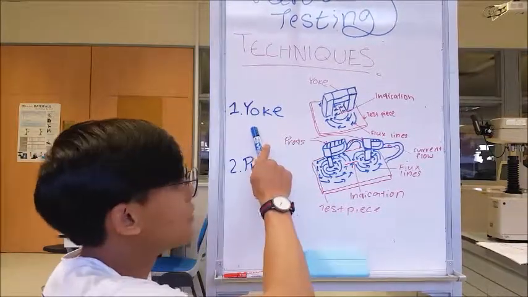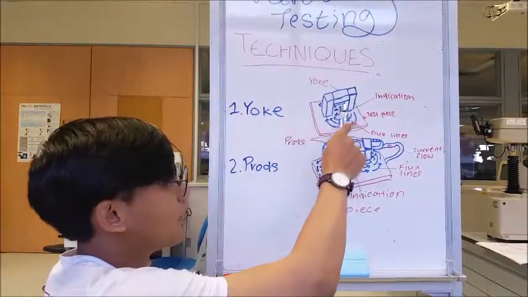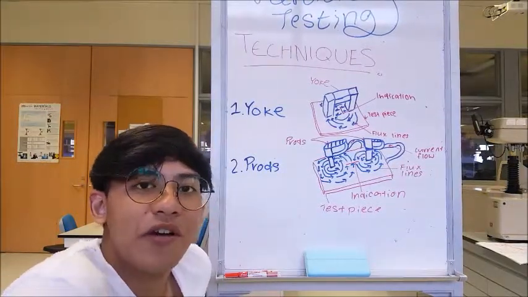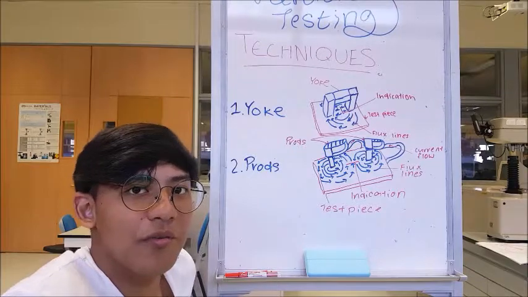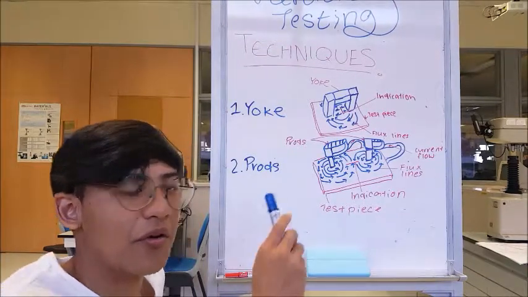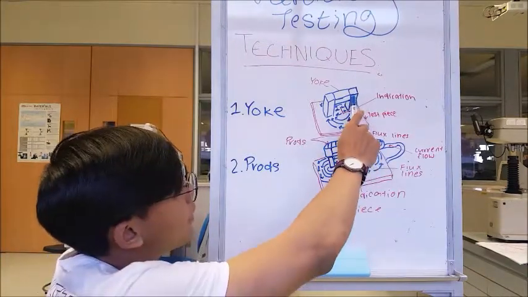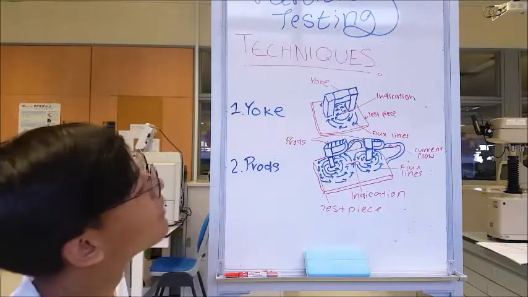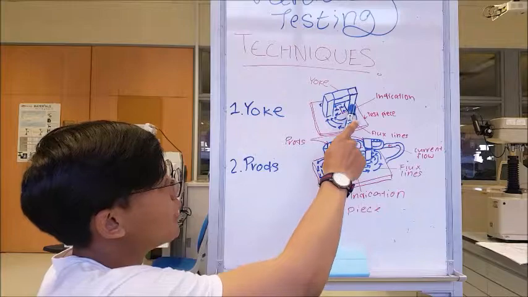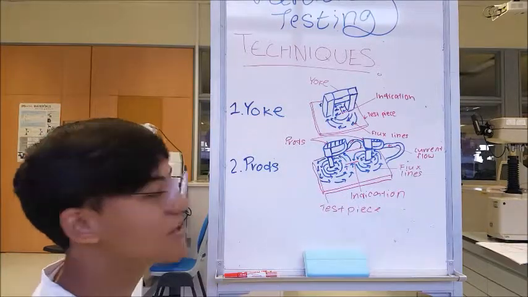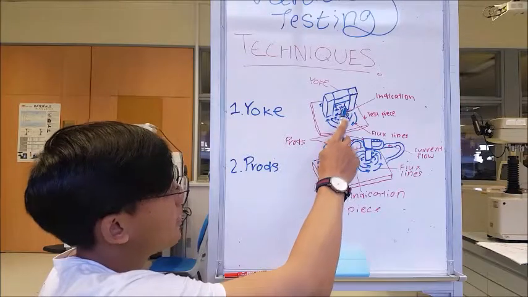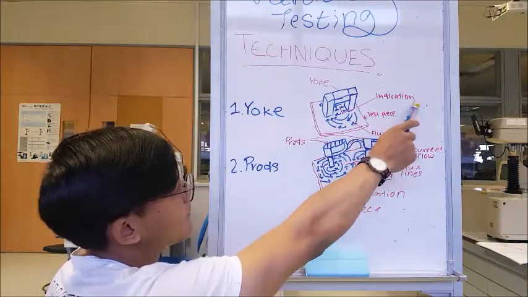So the first technique is the yoke. This equipment right here is called a yoke, and inside it contains a coil. If current runs through the coil, a magnetic field is generated from the coil, runs through the articulated legs and into the part. Flux lines run from one leg to the other, and if a discontinuity is encountered perpendicular to the flux line, an indication will be seen.